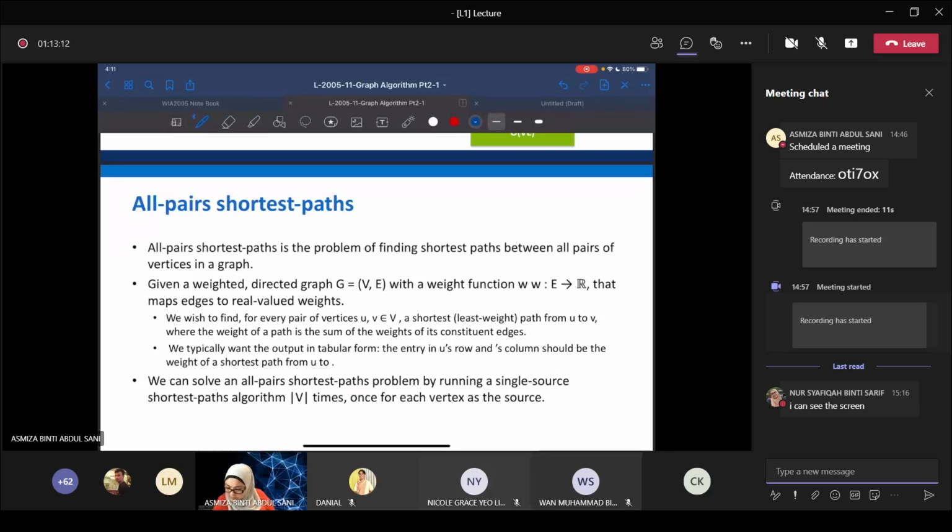It looks like there's a typo inside the slide.